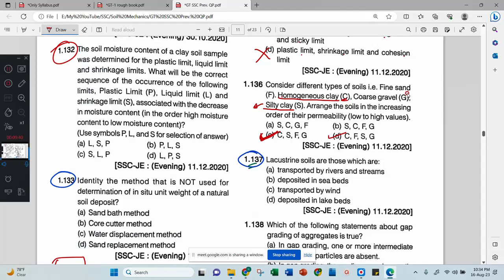Correct? Because you compare the homogeneous clay and silty clay, which has more voids. Silty clay will have bigger pores because silt means bigger, no? That's why that will come in the second position. Homogeneous clay will come in the first position. Very low, high, high, high.